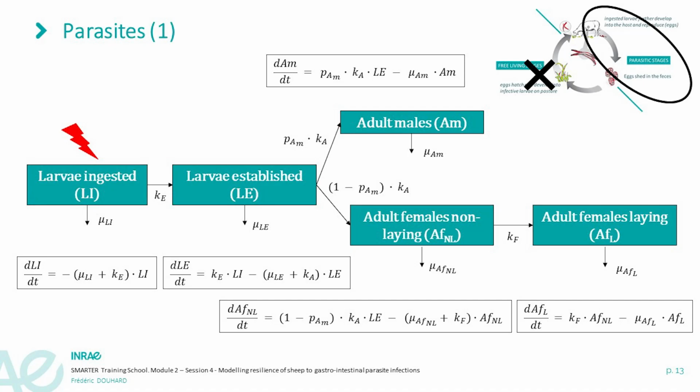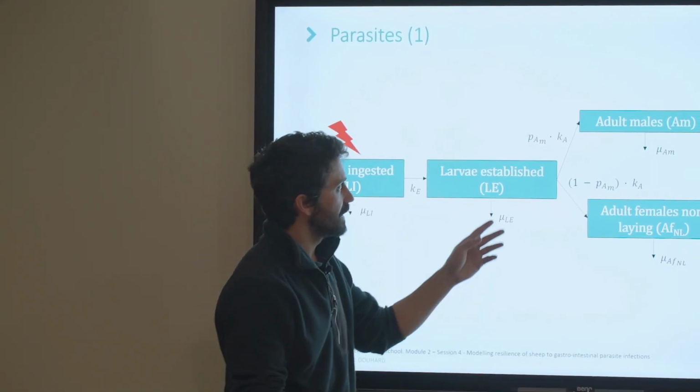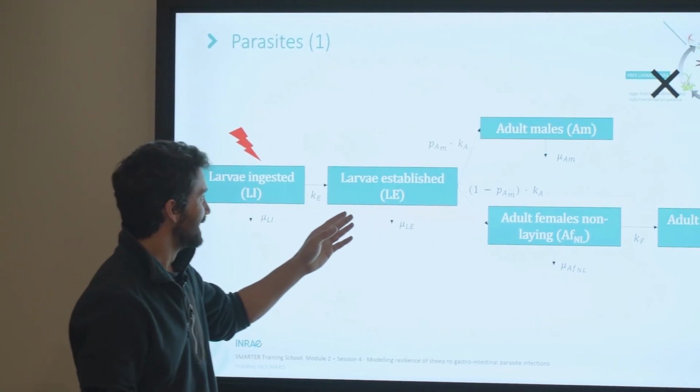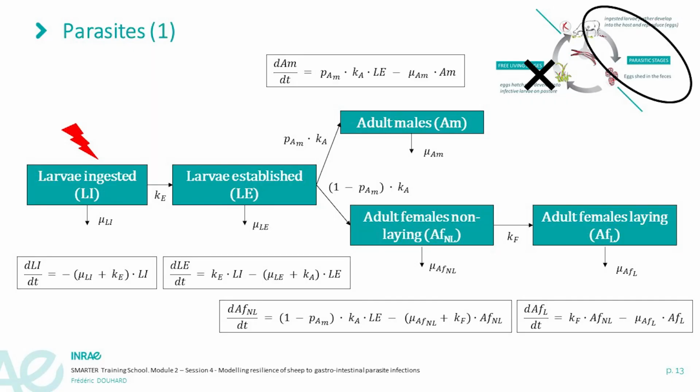So this is a representation of the parasites going through the host. We first have the number of larvae that have been ingested, and then these larvae will change in terms of stage. They will establish in the abomasum. And then in the abomasum, after a few days, they will become adults. Some will be males, and some will be females. And the females are the most dangerous here.